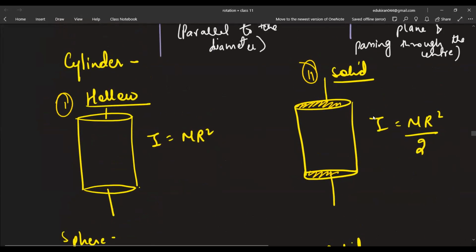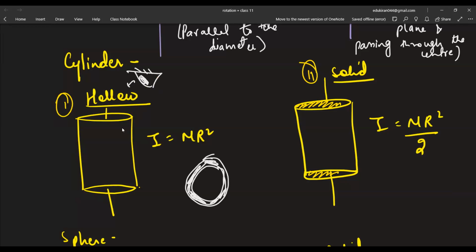Then cylinder. Cylinders are similar to rings. When we talk about a hollow cylinder, if you see from the top, you can see these concentric rings. This part is hollow and only matter is there here. If you look from the top, you will see this is the space and there is no mass in it throughout. That is what is called a hollow cylinder.